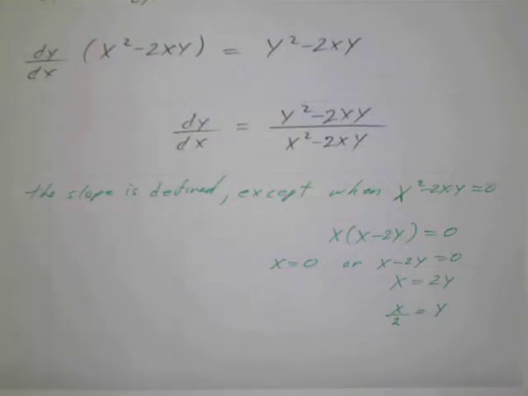So those are your situations where the denominator will be 0, so those are where the slope is not defined. So it's defined everywhere except when x is equal to 0 or when y equals x over 2. Okay, hope that makes sense.